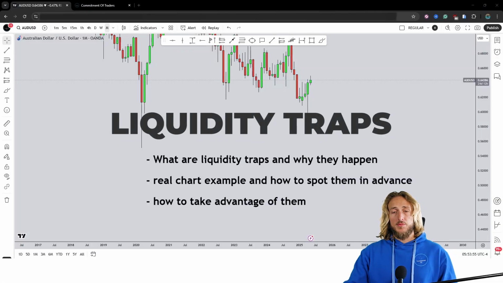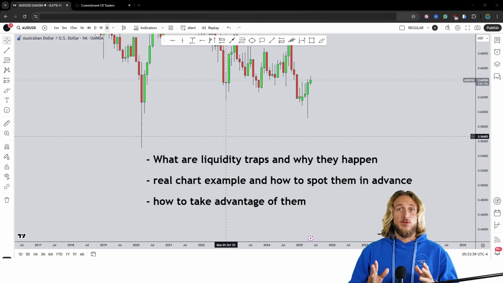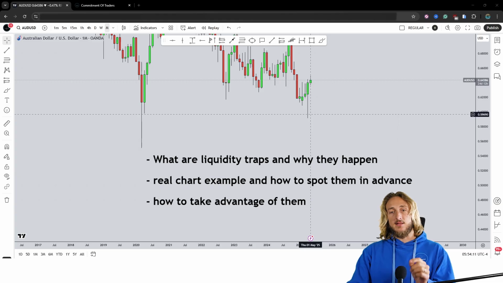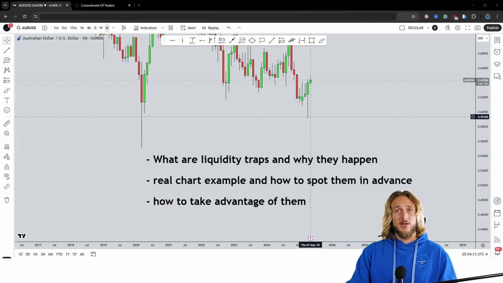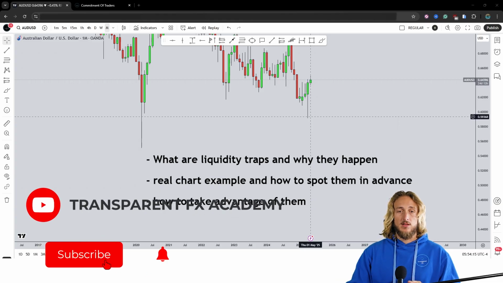This tutorial will be about liquidity traps. It's a very important concept that you definitely need to know the basics of, and that is exactly what you will get in this tutorial. Actually, you will be getting more than the basics because we will go into detail and discuss exactly what liquidity traps are and why they happen, so you have a clear understanding.